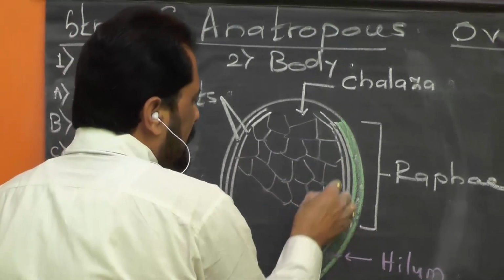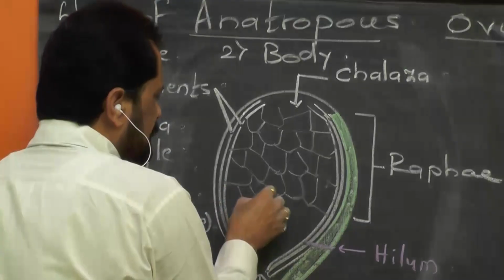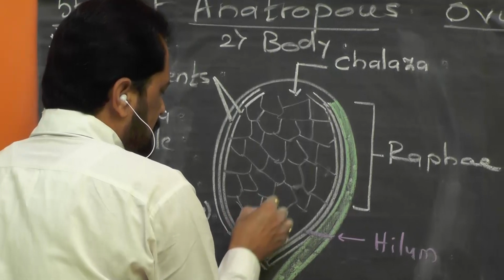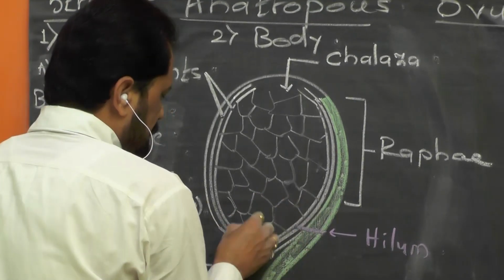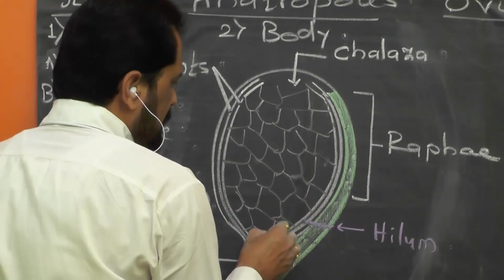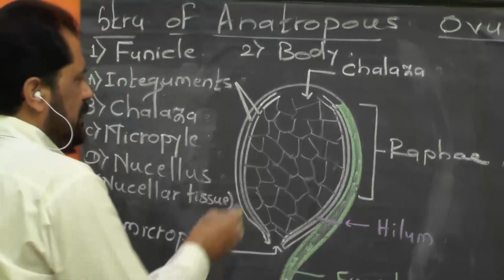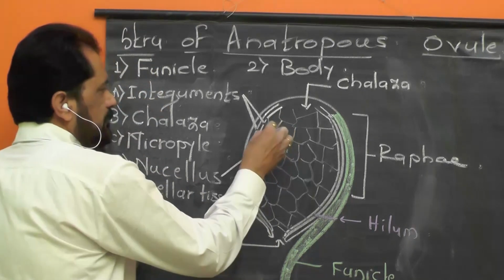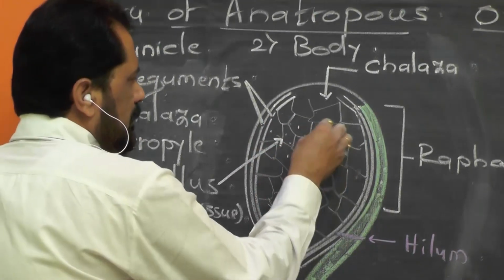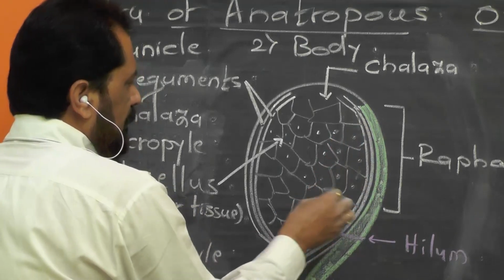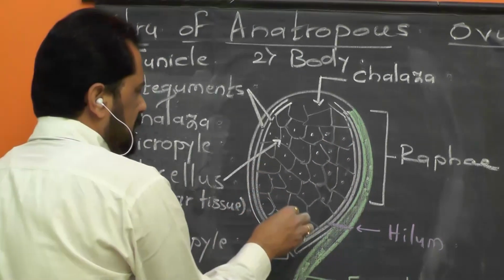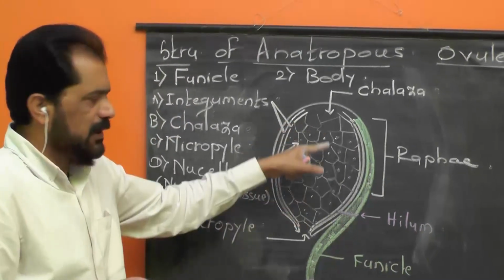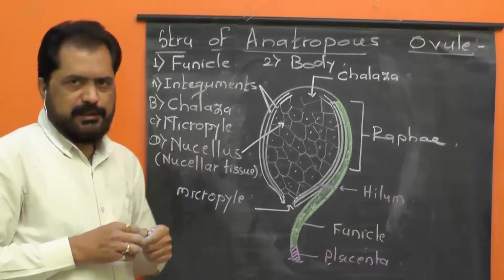So this mass of parenchymatous cells enclosed within the integuments, this is nothing but the nucellus. You can say this is nucellus. These are the cells of nucellus. Nucellar tissue. You can say nucellar cells. Nucellar tissue. That is nucellus.